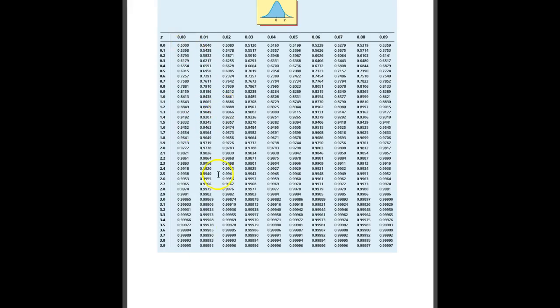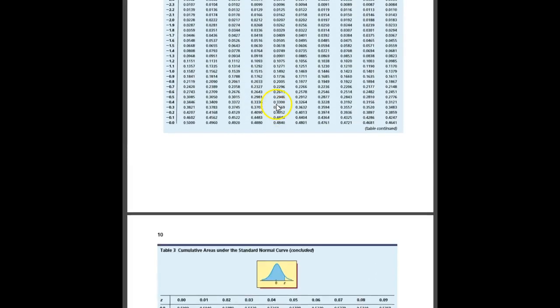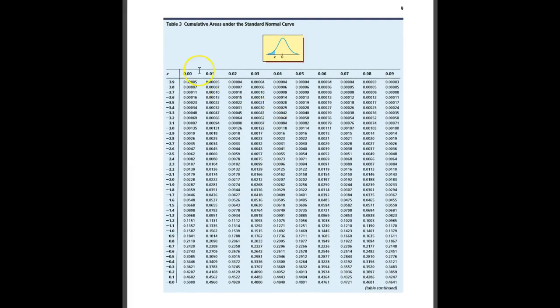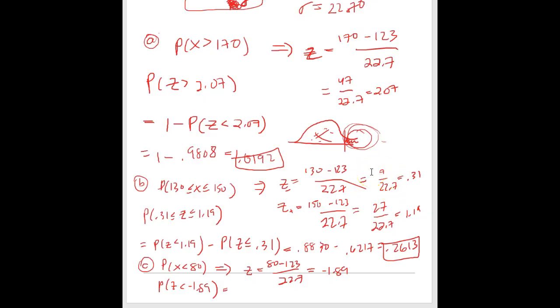So go to the table. We're not on the positive table now, so we have to scroll up to the negative table. So we're going to walk up to negative 1.89 all the way over here, so it is 0.0294. All right, guys.